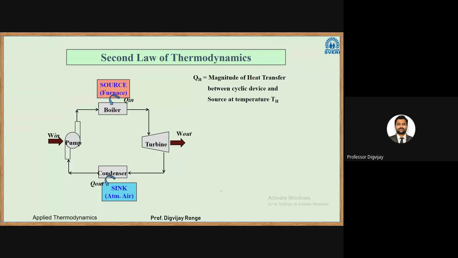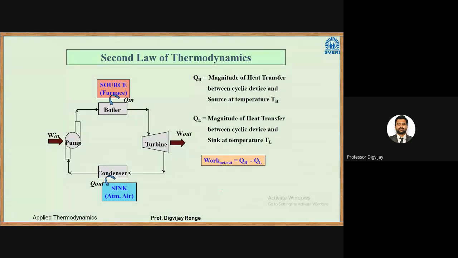If QH is the magnitude of heat transfer between the cyclic device and the source at temperature TH, and QL is the magnitude of heat transfer between the cyclic device and the sink, the net work output will be equal to QH minus QL.